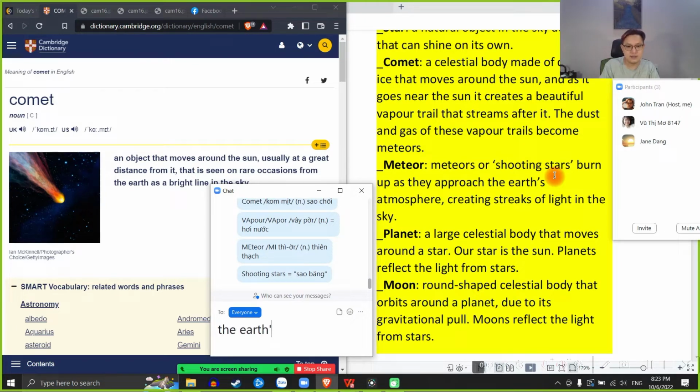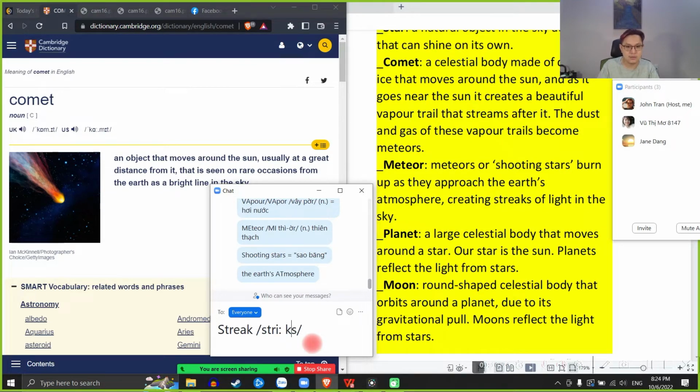So we have the Earth's atmosphere. Remember, cái từ có re cuối đọc là âm đằng sau nè. So the re at the end is a small sound. Atmosphere. Approach the Earth's atmosphere. Khi mà sao băng á, nó gần đến cái bầu khí của trái đất, nó sẽ tự động nó đốt cháy lên, tạo thành những cái vệt ánh sáng ở trên bầu trời. So streaks, y kéo dài các bạn. Streaks of light in the sky. Những vệt sáng trên bầu trời.